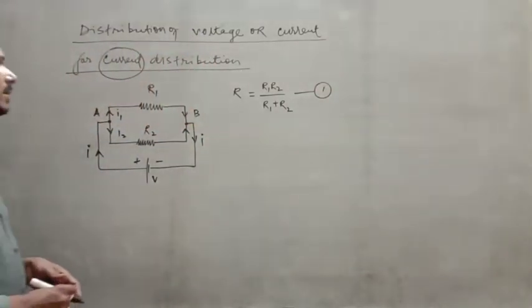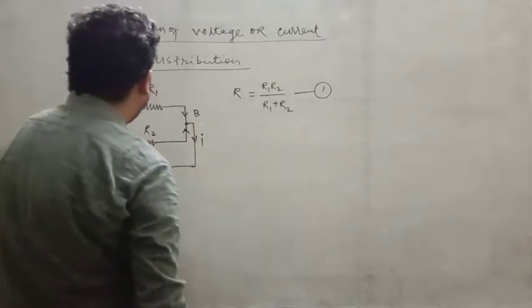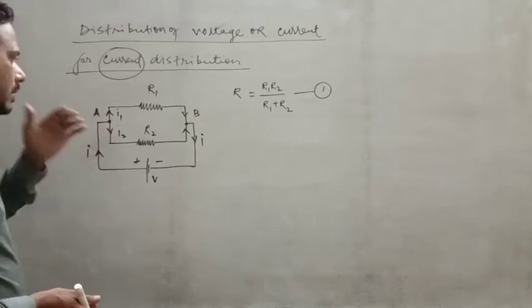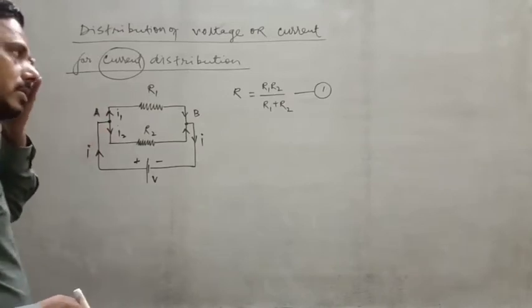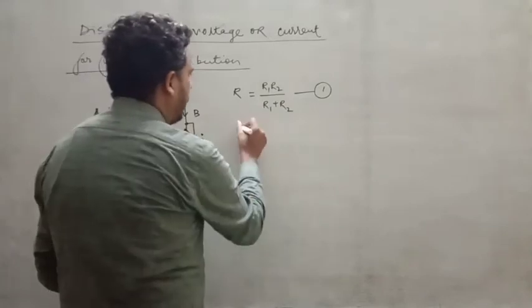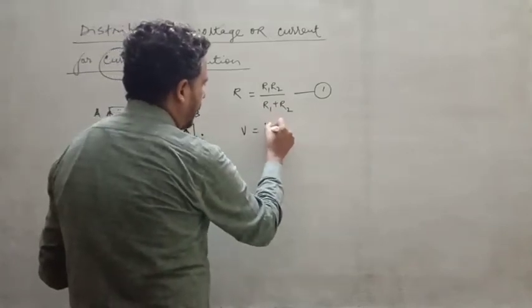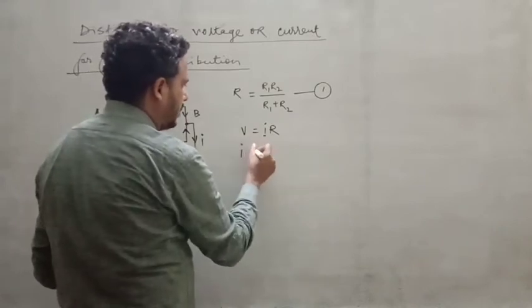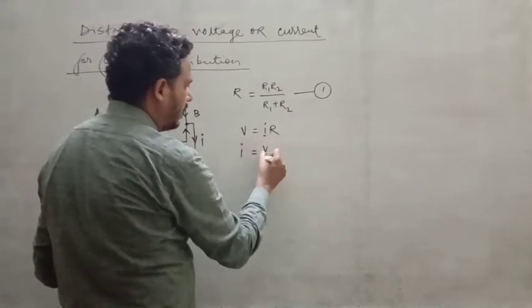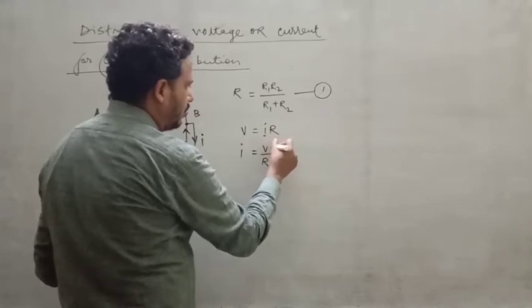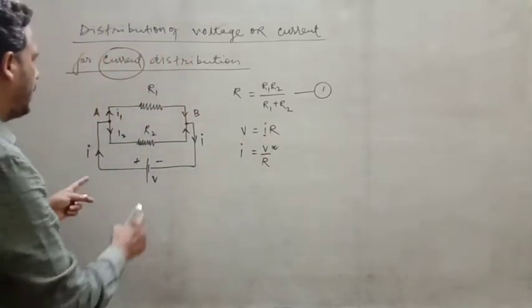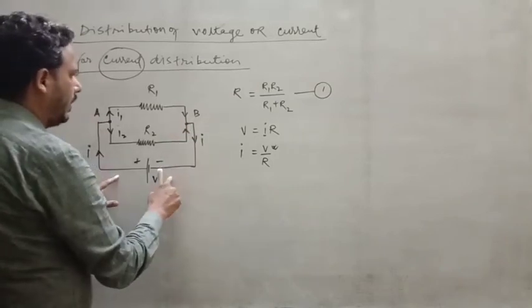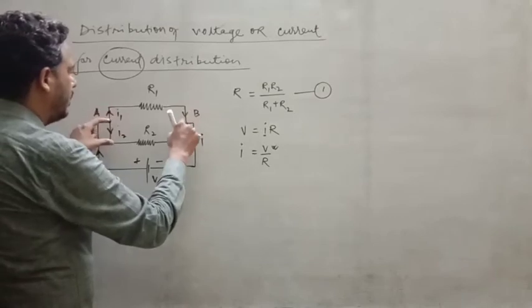Then see the relation between I, R and V. It is simply V equals I R. You have to find this I, so the relation is I equals V by R. Now think about this V. Your V is the same between A and B.